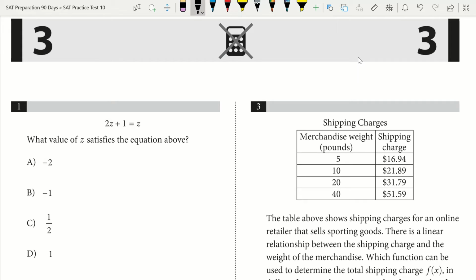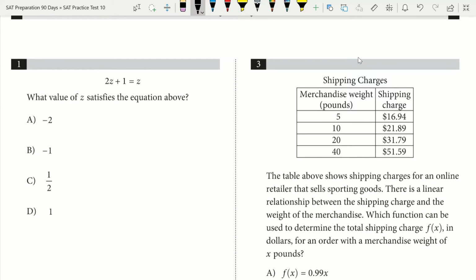And with that, we're going to get into question 1 from the Math Without Calculator section of SAT Practice Test 10. So this is the Math Without Calculator section. All right, so question 1.